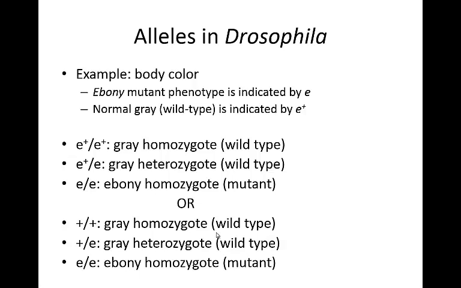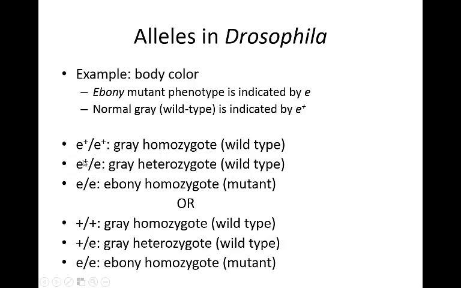Here are some examples of how we indicate alleles in Drosophila. Drosophila melanogaster is a very commonly used model organism, particularly in genetics. One example could be body color. Ebony is a mutant phenotype, and we indicate that with a lowercase italic e. Normal gray or wild type is indicated by E+. So if something was a gray homozygote, wild type, it'd be E+, E+.